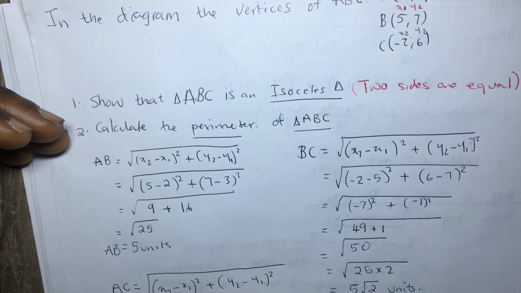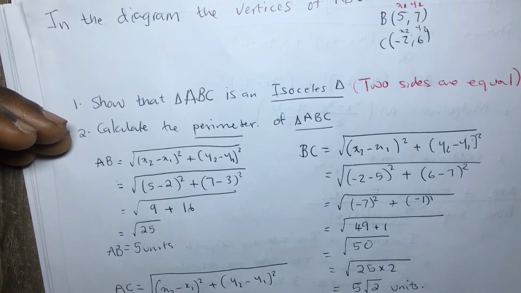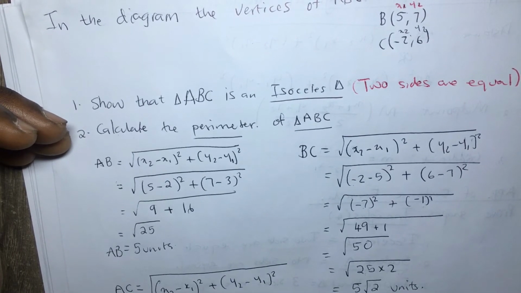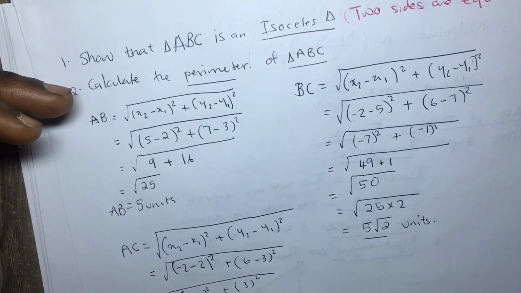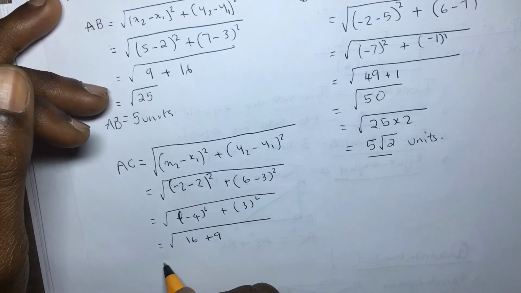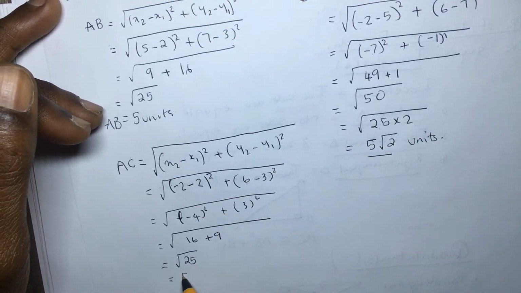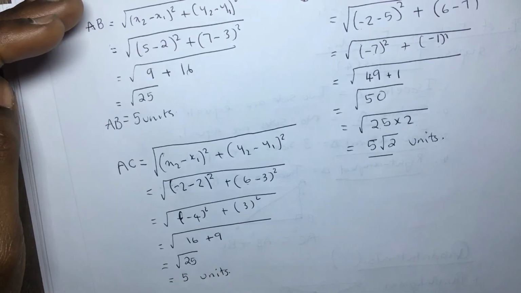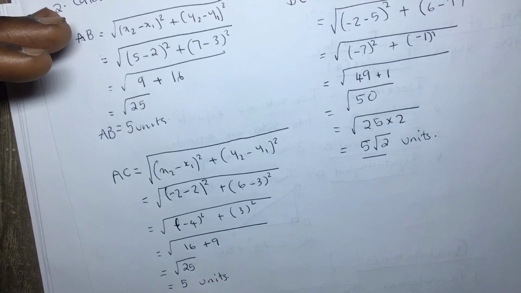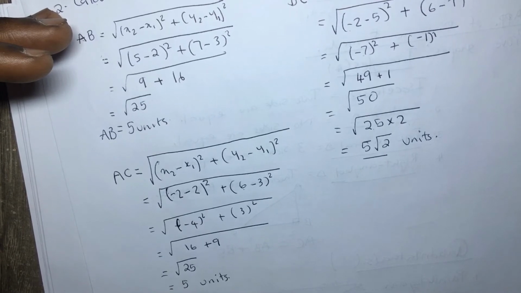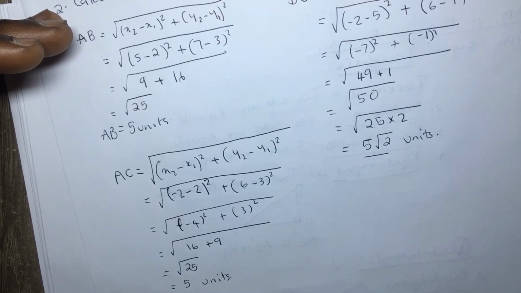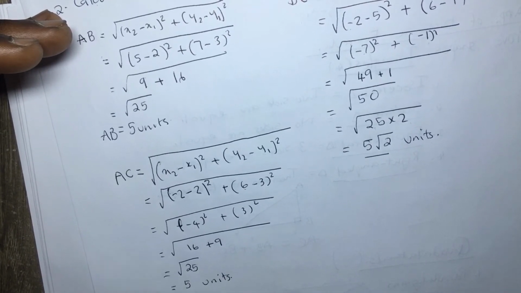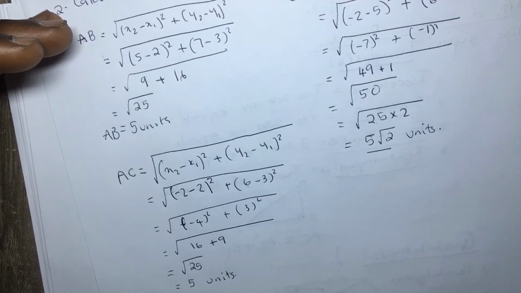Plus this one is 6 minus 3 squared. So this minus this is going to be 4. It's going to be 3. Can you all see it? And then 16 plus 9. There you go. 16 plus 9 is 25. Therefore, 5 units. All right. So we have proven that AB is the same as AC, and BC on its own is different. So we have proven. Therefore, triangle ABC is an isosceles.